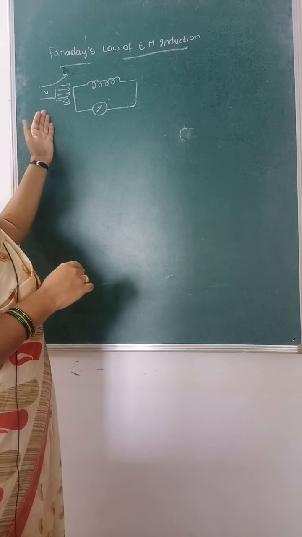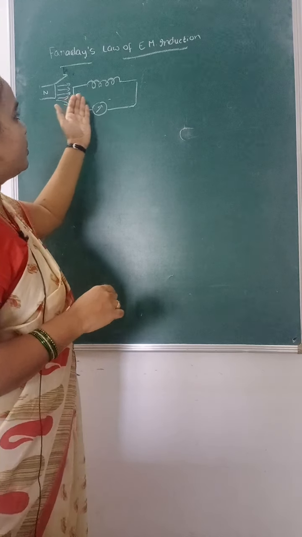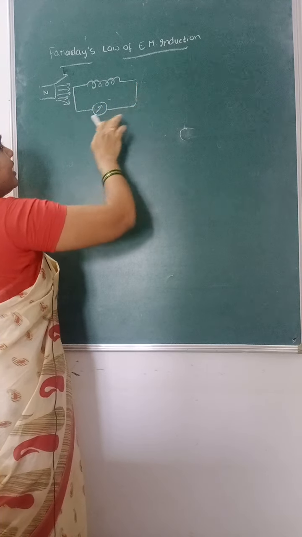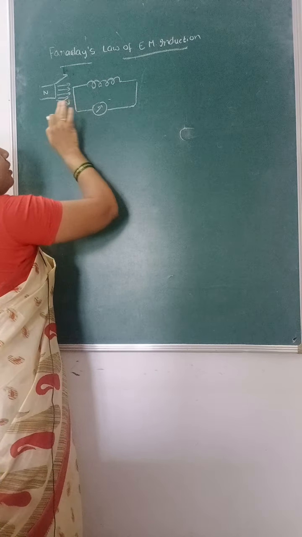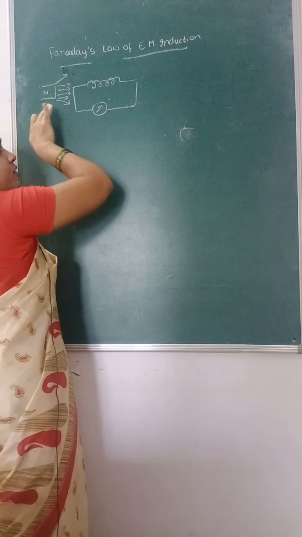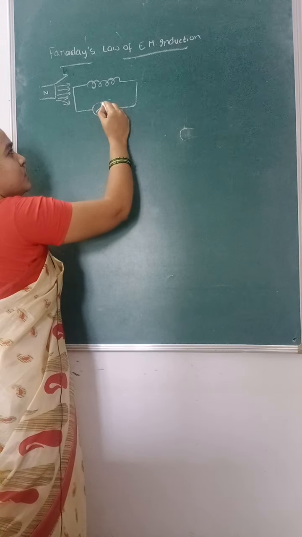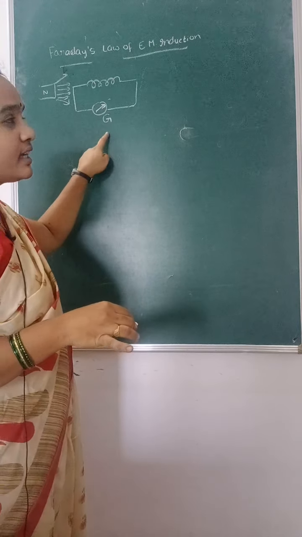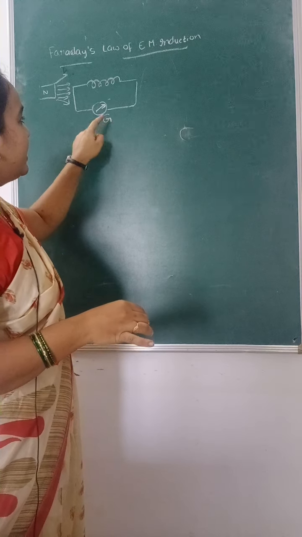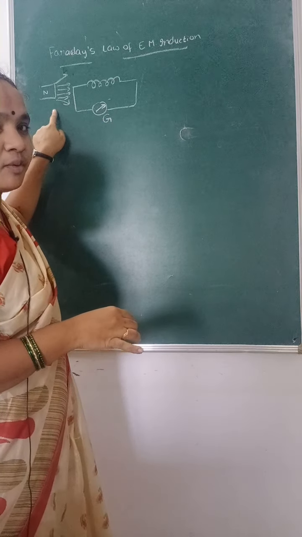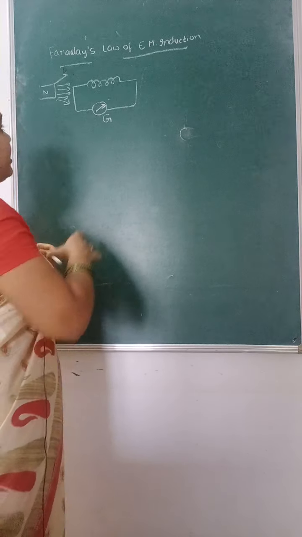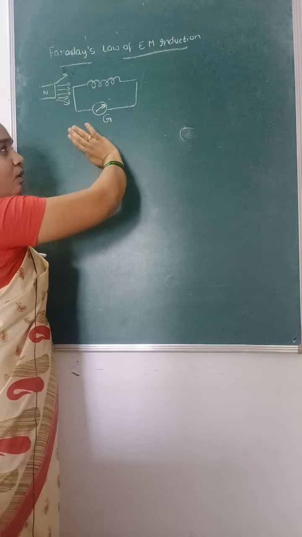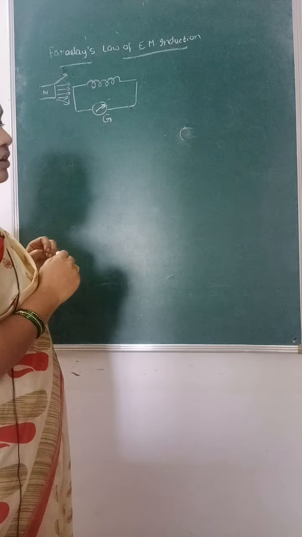When this north pole moves towards the coil, it generates some current inside the coil. The galvanometer shows a deflection like this. The direction of the induced current generated is opposite to the direction of motion of the north magnet.